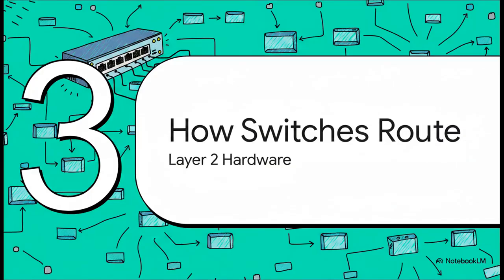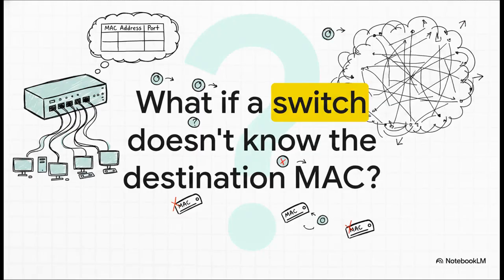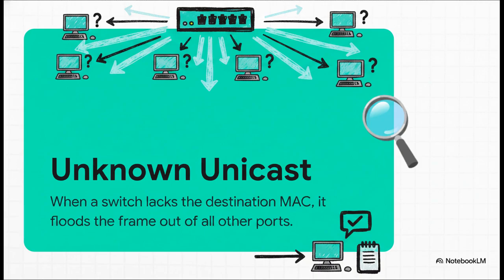All right, Section 3, how switches route frames. Let's talk about the hardware. The switch is the absolute workhorse of Layer 2. And this right here is a classic certification question testing your understanding of how it actually thinks. A switch operates by building a MAC address table. It essentially memorizes which computer is plugged into which of its physical ports. But what happens that very first time a new device joins the network and the switch hasn't learned its address yet? It does something called unknown unicast flooding.